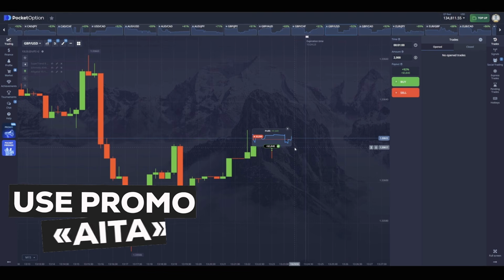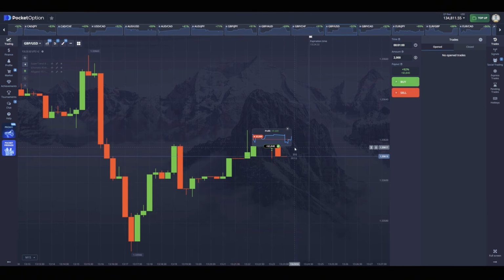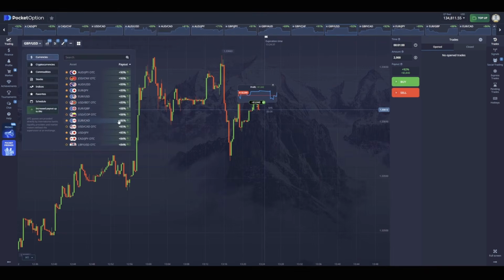So, in reality, you can comfortably work with a robot even on high payouts, and that will also be good for you. But if you don't want to work with a robot, for example, then it's better to choose currency pairs with a low payout, and that will be much safer.